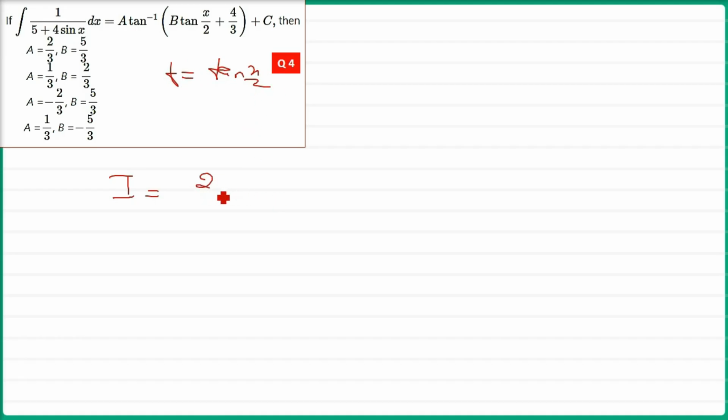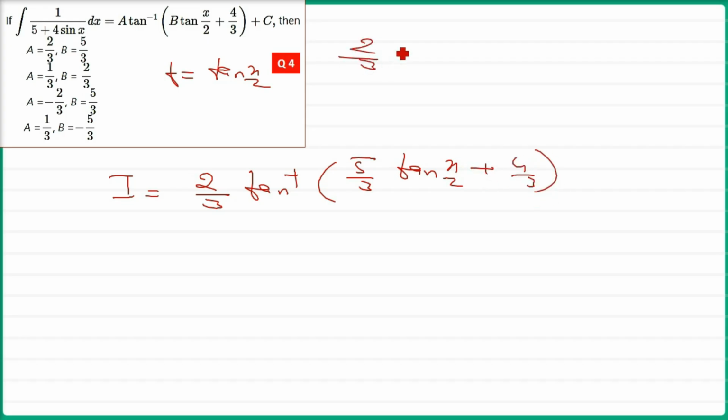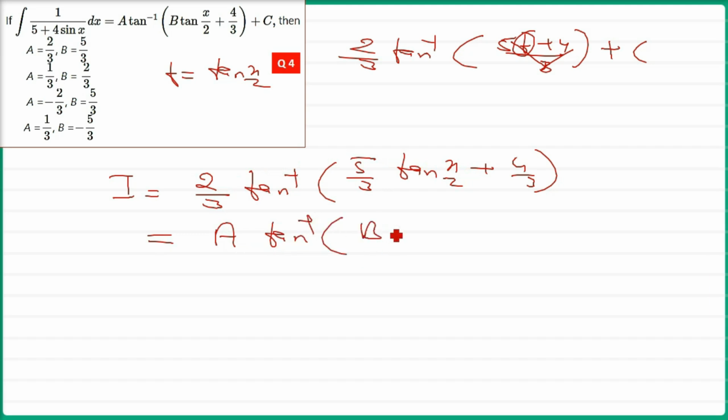This I will be 2 by 3 tan inverse. Inside this we have 5 by 3 tan x by 2 plus 4 by 3. Now the penultimate step, or the previous step, was 2 by 3 tan inverse of 5t by 3 plus 4 by 3 plus c, if you remember. So just write 5t by 3 plus 4 by 3. Replace t by tan x by 2. Now you have to equate it with a tan inverse of b into tan x by 2 plus 4 by 3.